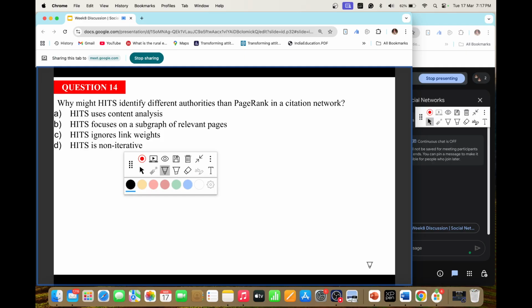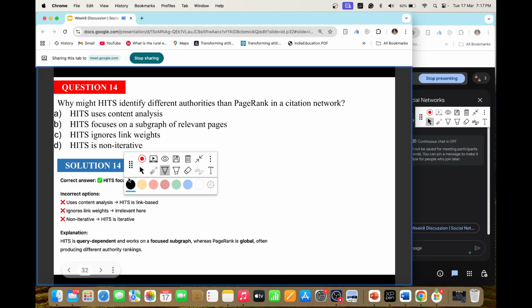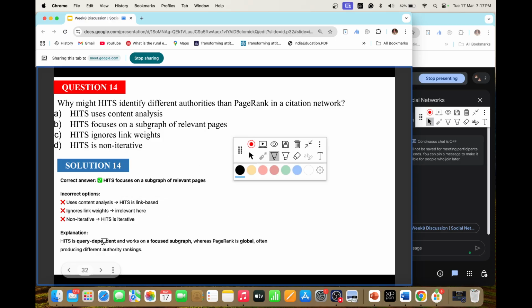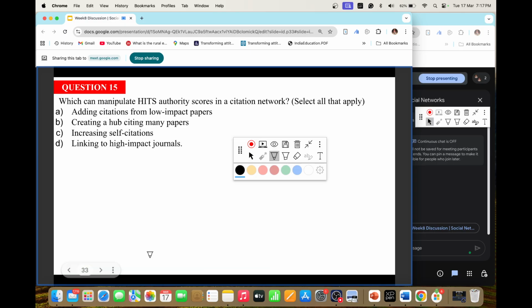Why might HITS identify different authorities than PageRank in a citation network? The answer is option B: HITS focuses on a subgraph of relevant pages. HITS is query dependent and works on a focused subgraph, whereas PageRank is global, often producing different authority rankings. So option B is the correct answer.